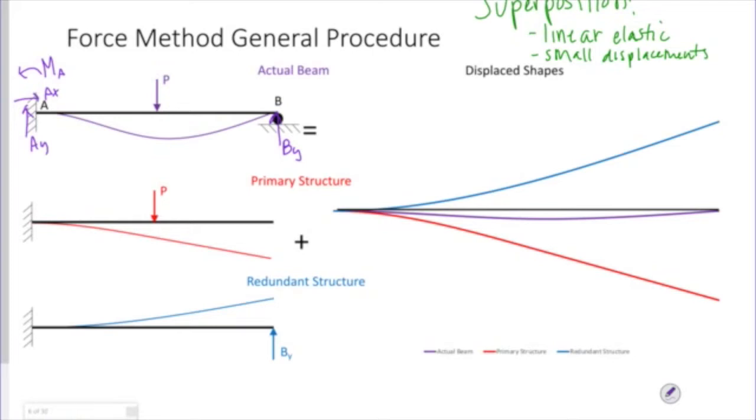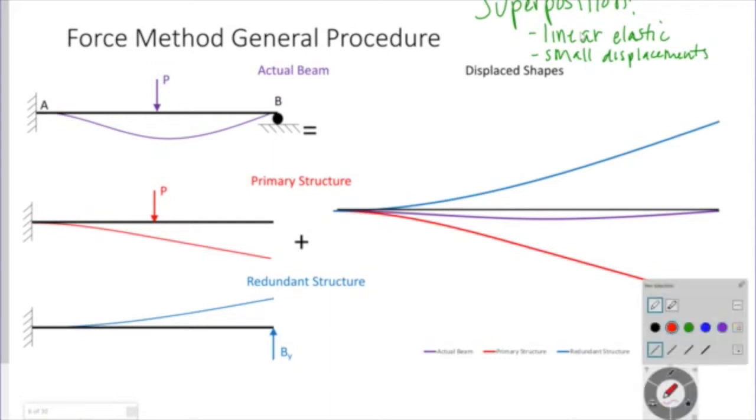Oh, I don't care about the reactions. I was looking at the wrong sheet. Okay, sorry. This is my displaced shape for my actual structure. That's the second one, the primary structure. That's my displaced shape where I take away that redundant reaction and I get a displacement at B that I'm going to call delta B.